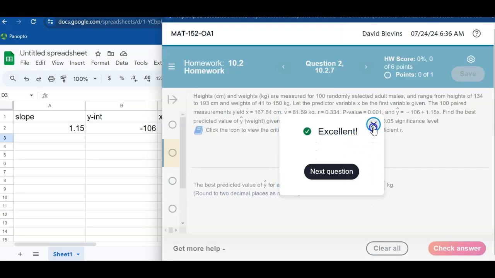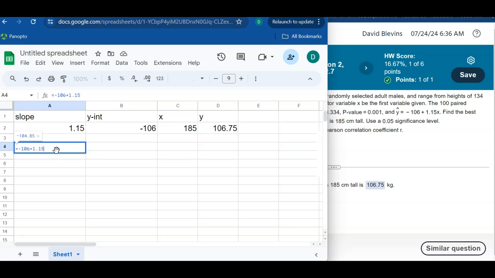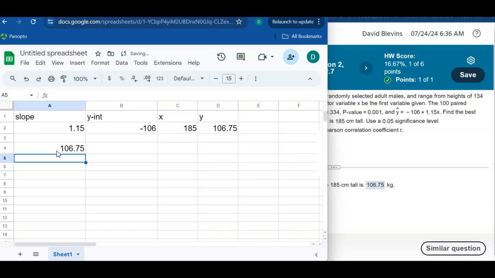There's my prediction. Just so you can see it, down here in a blank cell I could type equals and just type the numbers in: negative 106 plus 1.15 times 185, where x was 185. So I don't have to have them as cells. I can just do all the math, but you do have to have the equal sign in front before you do it.